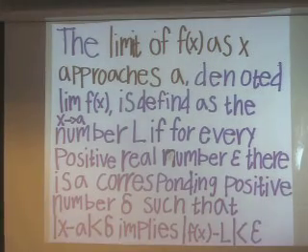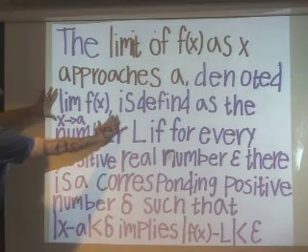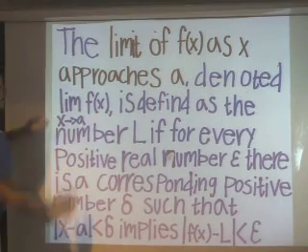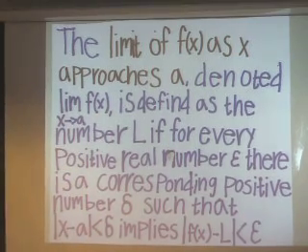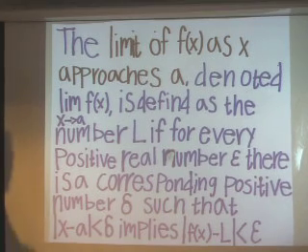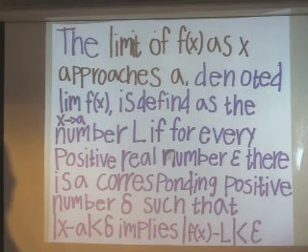Then, here's the precise definition of the limit. The limit of f of x as x approaches a, denoted with this symbol here, limit as x approaches a of f of x, is defined as a number, the number L, if for every positive real number epsilon, there is a corresponding positive number delta, such that the distance between x and a being less than delta implies that the distance between the function and L is less than epsilon.